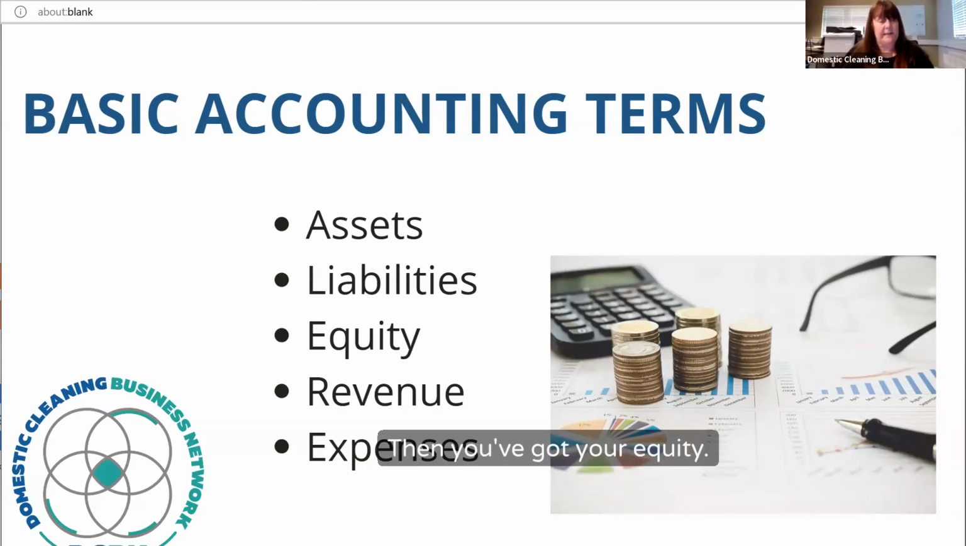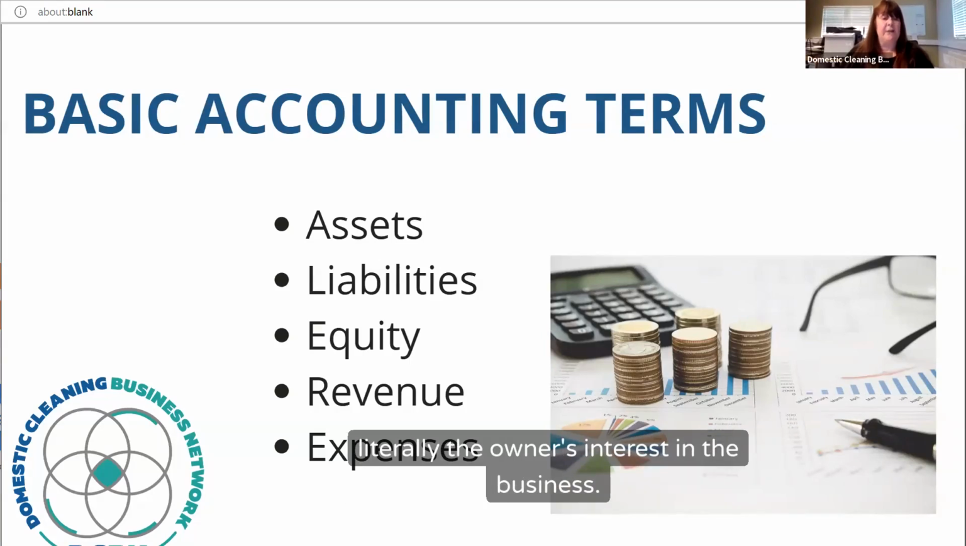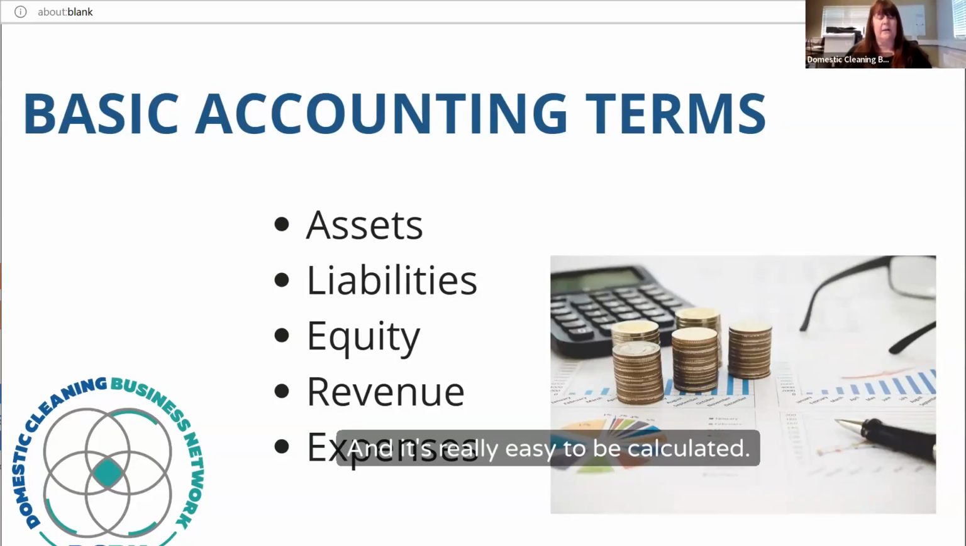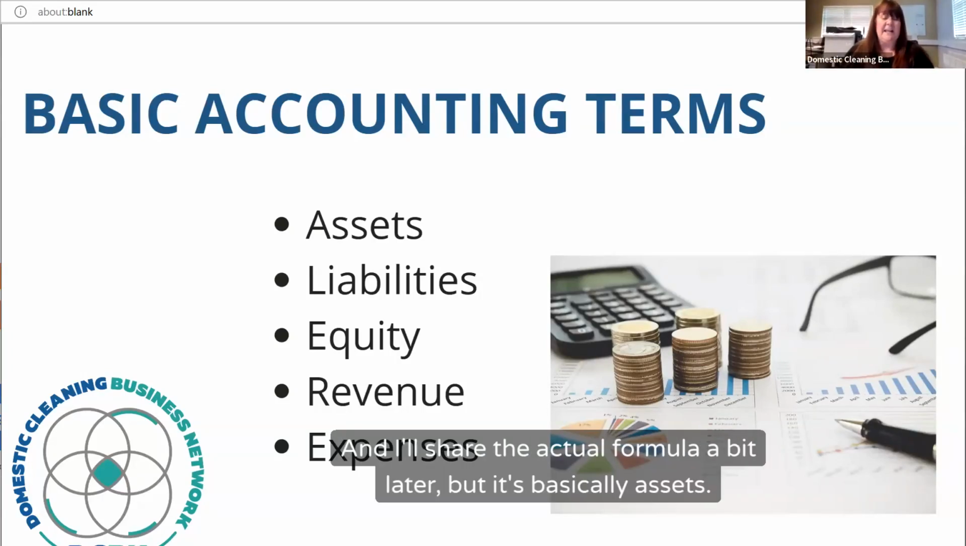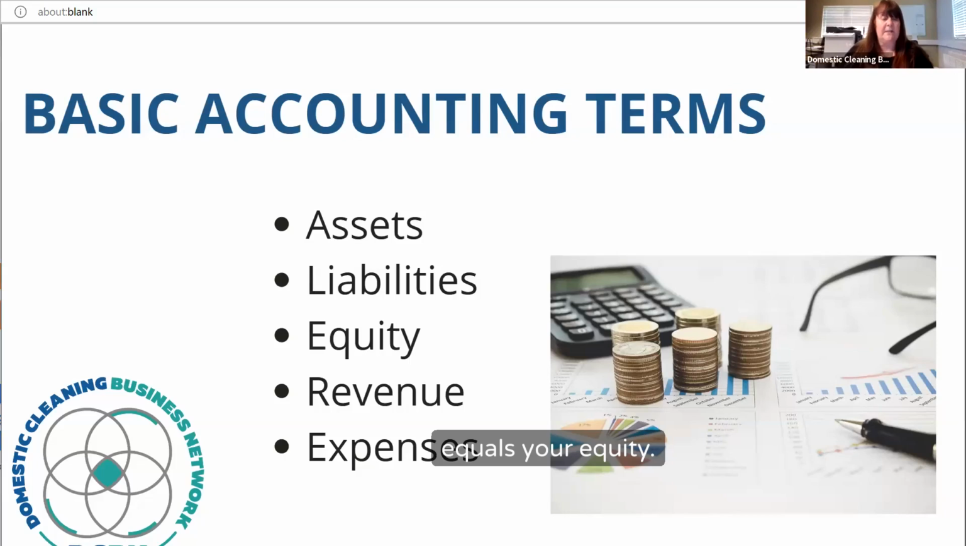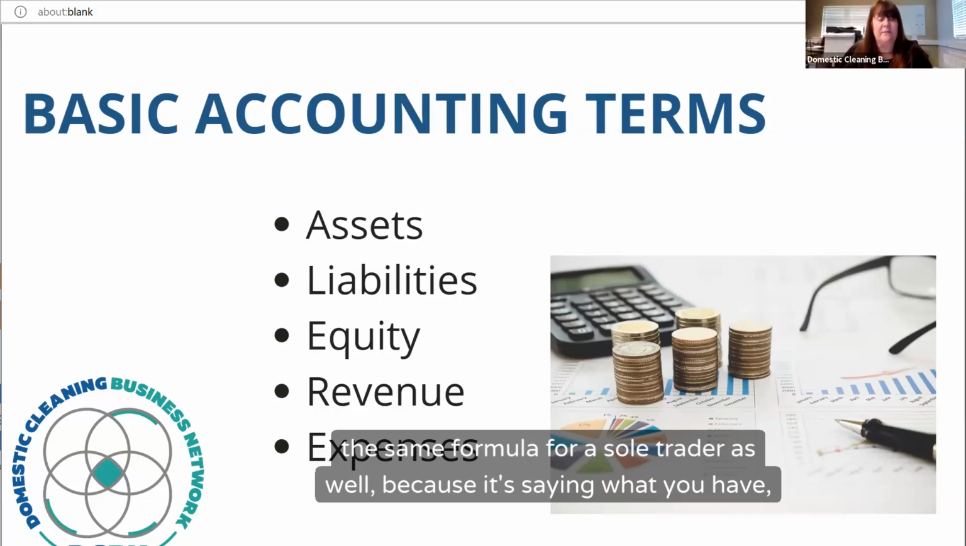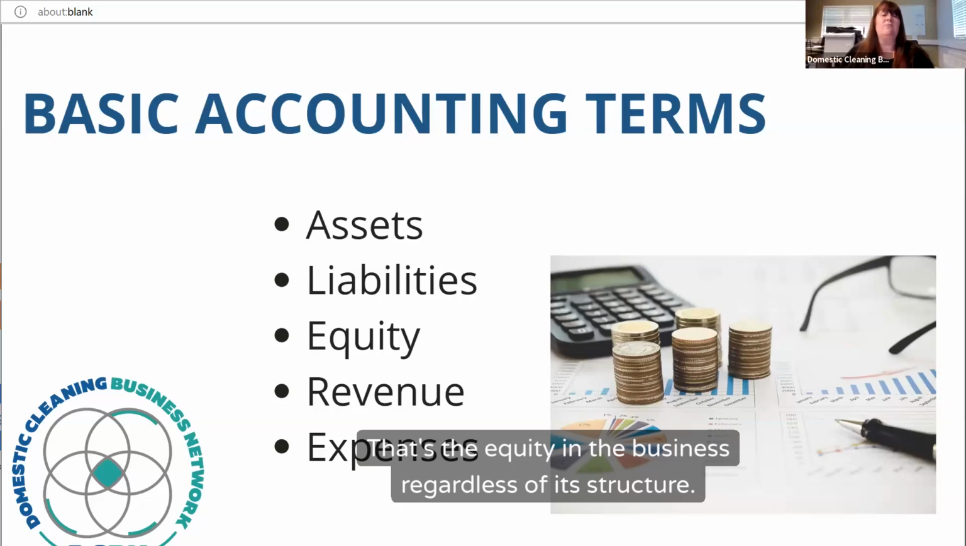Then you've got your equity, and this is one that often people are like, I really don't know what that means, but it's really straightforward because it is literally the owner's interest in the business, and it's easily calculated. I'll share the actual formula a bit later, but it's basically assets, what you have of value, minus your liabilities, the things that you owe, equals your equity. It's as simple as that. Usually you'd think of equity for a limited company, but it's the same formula for a sole trader as well, because it's saying what you have, what you owe, that's the equity in the business, regardless of its structure.